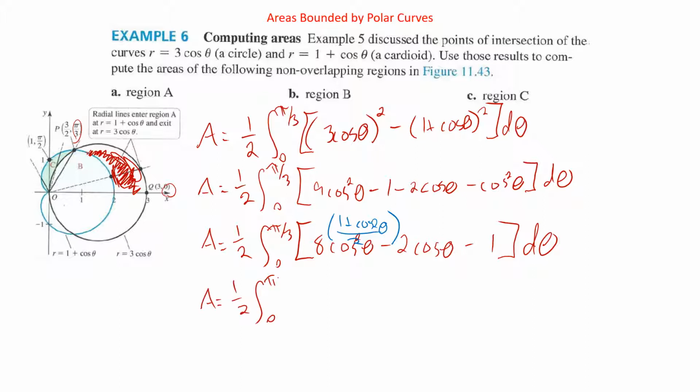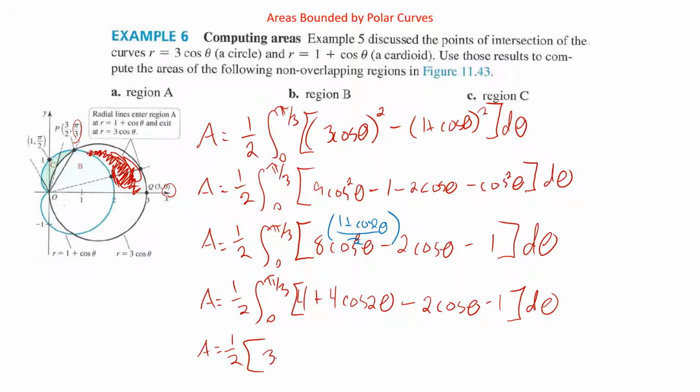So we get 0 to pi over 3. We'll have 4 plus 4 cosine of 2 theta, which is something we can find the antiderivative of, minus 2 cosine theta. Again, we can find the antiderivative, minus 1. The 4 minus 1 just becomes a 3. So antiderivative, we'll have 1/2. The 3 becomes a 3 theta. The 4 cosine 2 theta, that'll be sine 2 theta, but we have to divide by 2. So that'll be plus 2 sine of 2 theta. And then minus 2 sine theta. We're going to go from 0 to pi over 3.